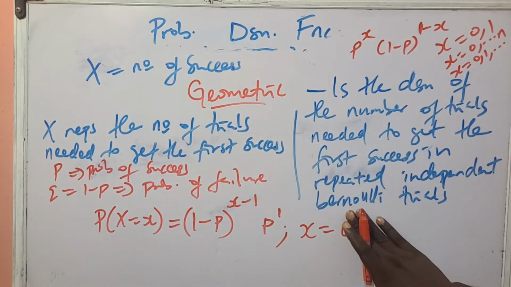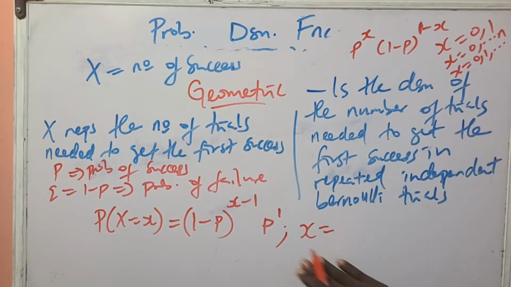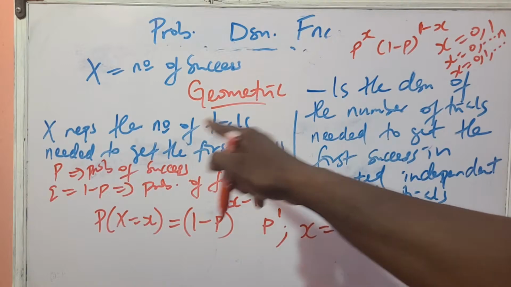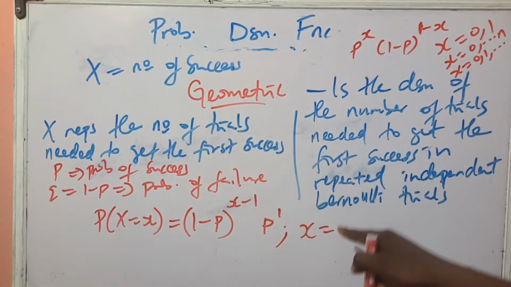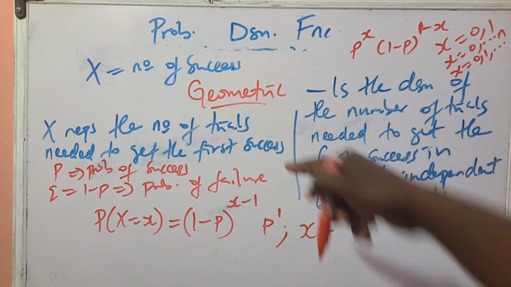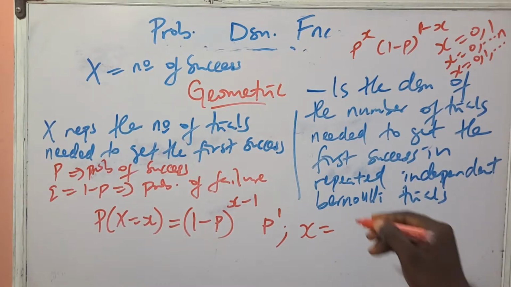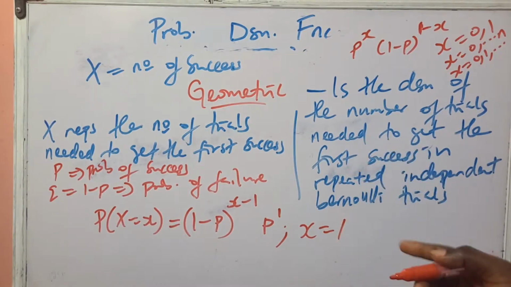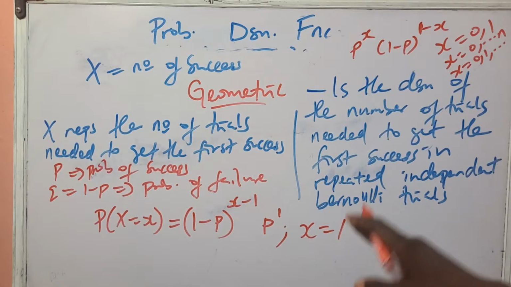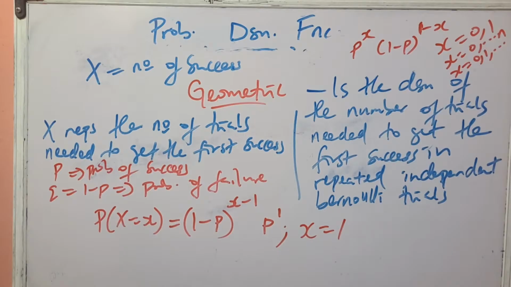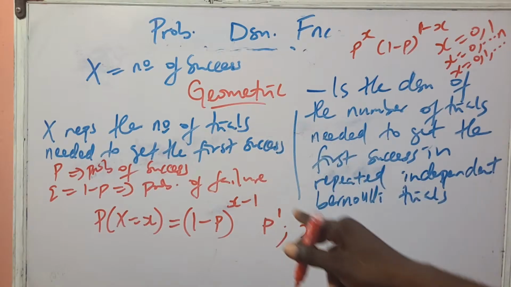So we can never have 0 number of trials to achieve first success. It's not possible. We said X represents the number of trials needed to get the first success. It can never be 0 number of trials to get the first success. Now, it's very possible that the first trial got the first success. That means you threw a die up, and at that very instance, you got a 6. That's possible. That's not impossible.